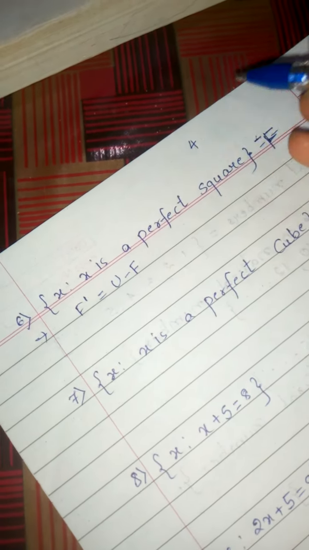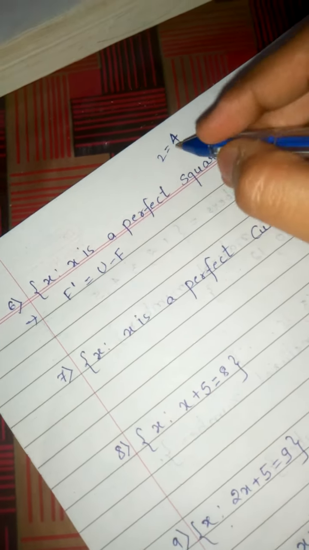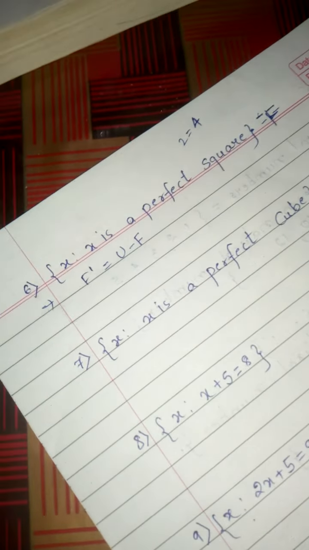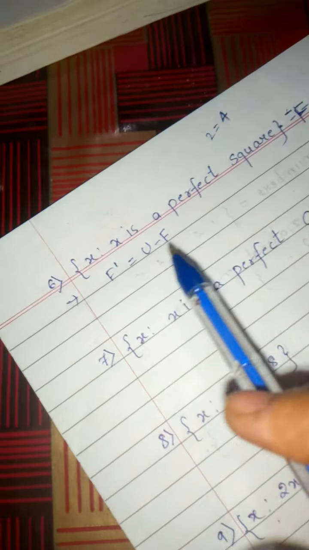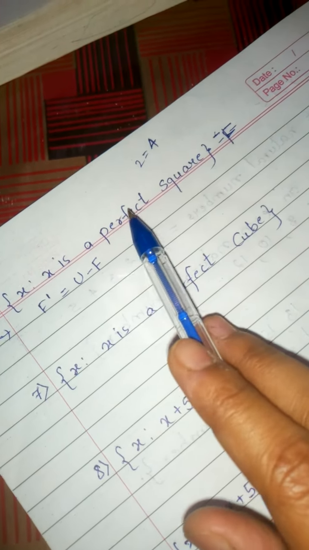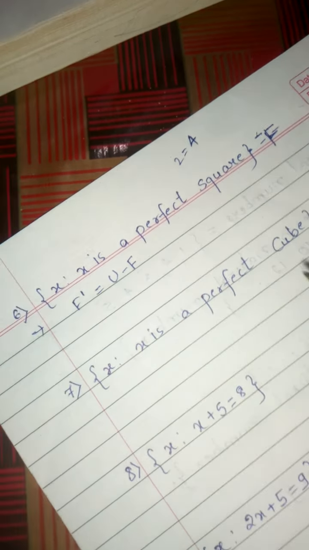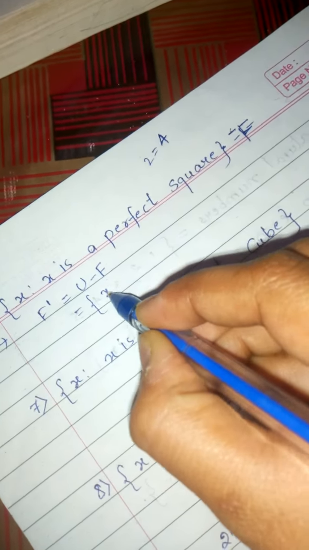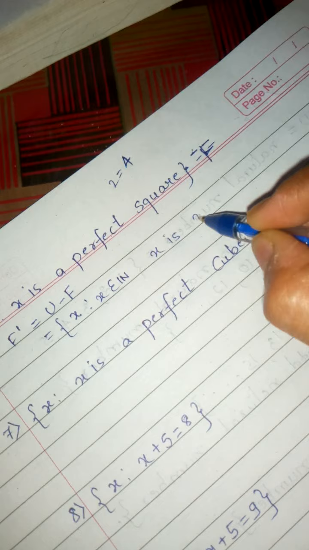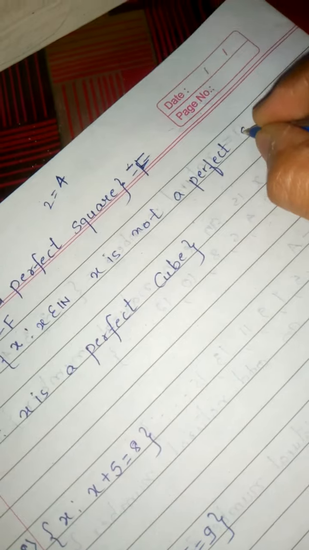Okay, that is 4 is a perfect square. Yes, 4 is a perfect square of 2. So after removing such numbers from the natural numbers, we are left with the elements which are not a perfect square, and that is what a complement means. That means from universal set we have to remove f, and f is nothing but x such that x is a perfect square. So from universal set, after removing the elements which are a perfect square, we are left with x such that x belonging to natural numbers and x is not a perfect square.